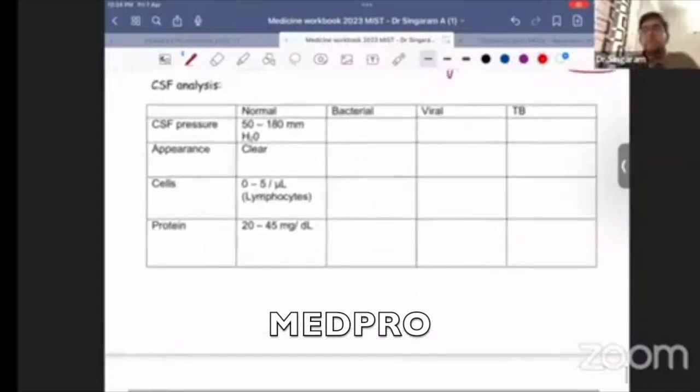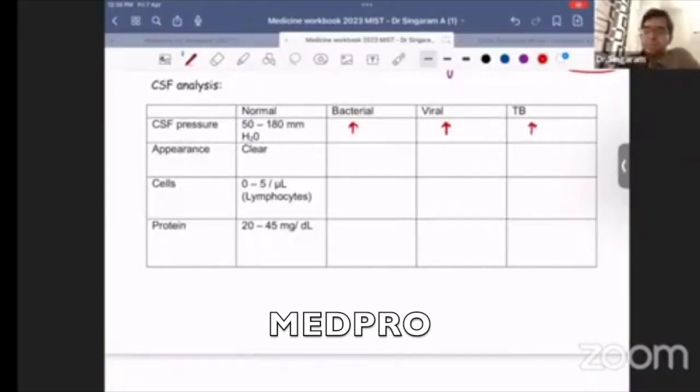CSF pressure I have written, normally it's 50 to 180 millimeters of water. What do you think will happen in all types of meningitis? Very simple question. In all types of meningitis, the CSF pressure is increased, correct? Because meningitis, itis means inflammation. Due to inflammation, the pressure increases. I think all of you should know this.